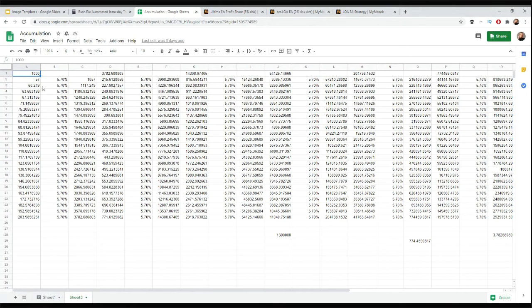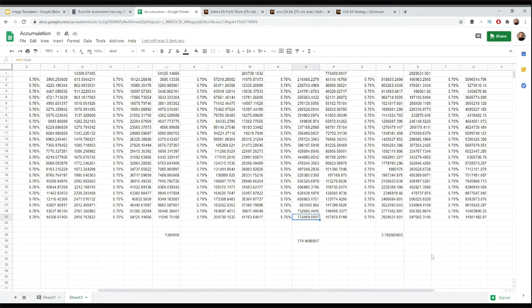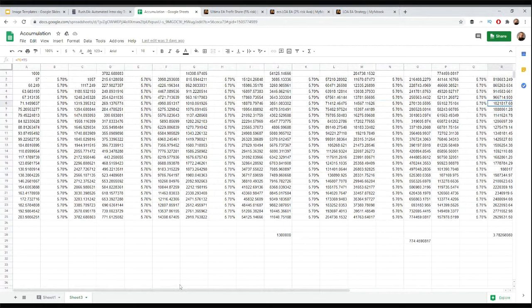But after 2 years, the 1,000 account is 3,800 almost. After 4 years, the account is 14,300. After 6 years, it's 54,000. After 8 years, it's 200,000. After 10 years, it's 750,000. And after 10 and a half years, it's above 1 million already. All right, so that's how it accumulates basically.